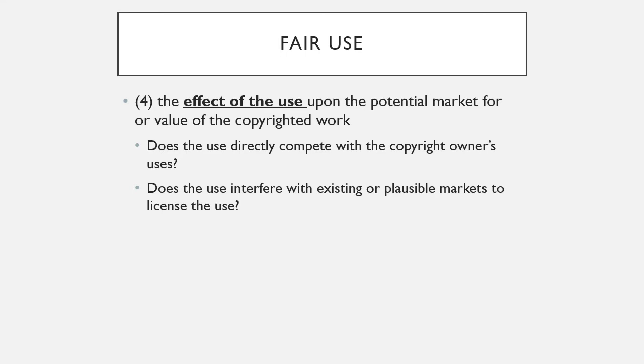And then finally, looking at the effect of the use on the potential market or value of the work, the court wants to ask first, is this direct competition with the copyright owner? When that's true, almost never a fair use. And then, in addition, does the use interfere with existing or plausible markets to license the use? And that plausible market is important because a copyright owner could always claim to offer a license for any use and defeat fair use, such as for a parody. And you could say, well, Saturday Night Live should have asked me for permission to make fun of my work. I would have licensed that to them. The courts will disregard licensing markets like that, and instead are really looking at the copyright owner's existing business model and saying, are they already licensing the work for this use, or is it likely that they might enter this market to do so?